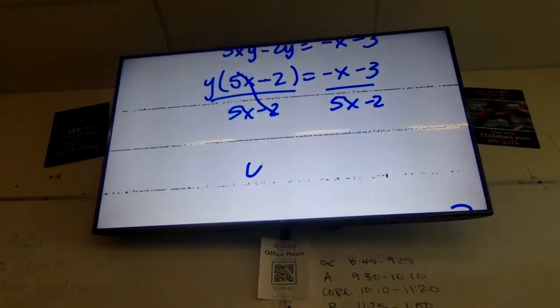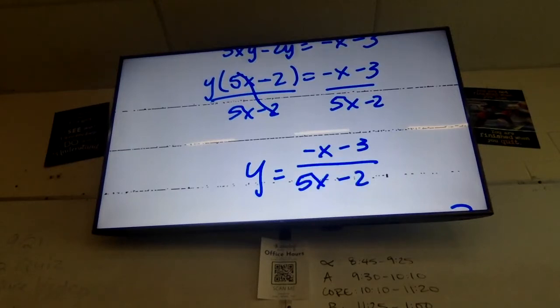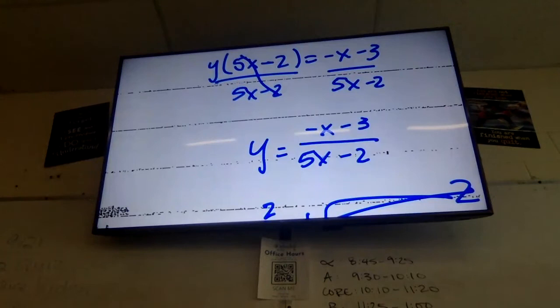And this is one where I like that I can be lazy because I cannot simplify. I do not want to simplify. This is the best answer I can do. Y, or I can think of this as inverse function, is negative x minus 3 over 5x minus 2.